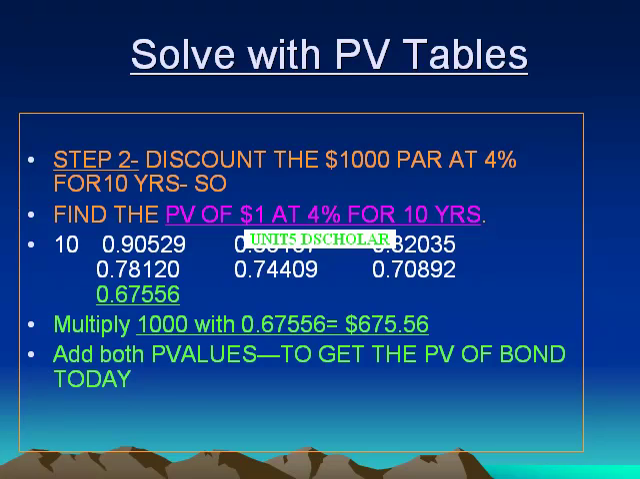So what is a dollar received 10 years from now worth at the rate of 4%? Today it's only worth 67.5 cents, 0.675. If you put 67.5 cents in today at the rate of 4%, it's going to accumulate and become $1 at the end of 10 years.